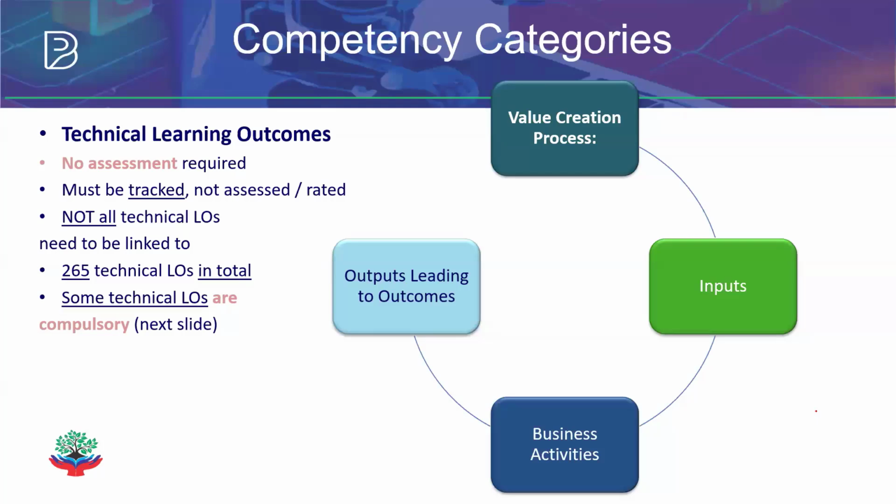Now, with these technical learning outcomes, we know that you don't assess them. You know that, right? You are putting a training plan together and identifying which of the 265 you want your trainees to do, based on how you can go about exposing them. For example, if you don't offer tax services, you don't deal with tax clients or tax consultations, then you are not going to include any tax technical learning outcomes in your plan.